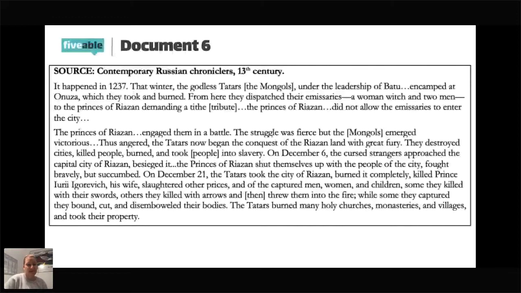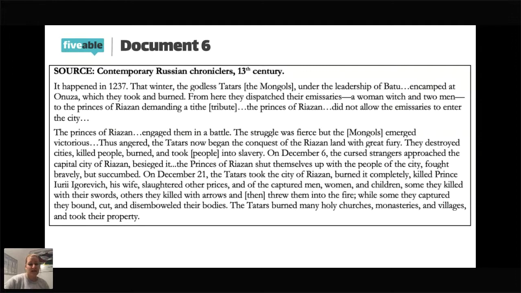Document 6, not a lot of background on this source, so we're going to have to read more into the document. It just says contemporary Russian chroniclers, 13th century. It happened in 1237. That winter, the godless Tartars, the Mongols, under the leadership of Batu, encamped at Onuza, which they took and burned. From here, they dispatched their emissaries, a woman witch and 2 men, to the princes of Ryazan, demanding a tithe, which is a tribute.